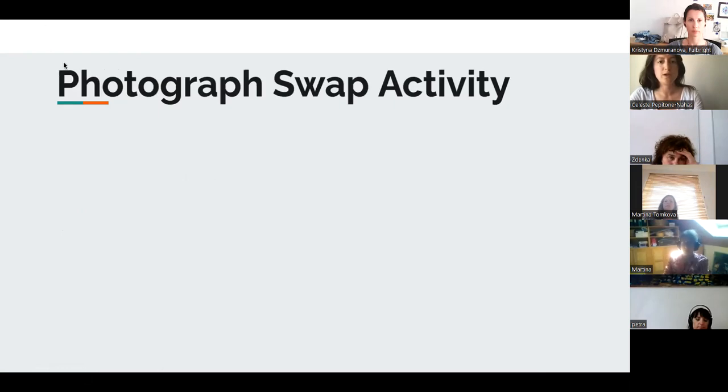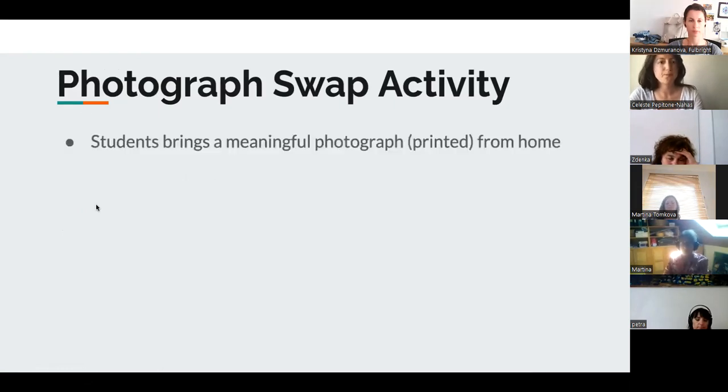So here's one I really love, and this is to practice descriptive writing. So students should bring a photo from home, a printed photo. They can use their phones in a pinch, but if you want them off their phones, then have them somehow print a photo.